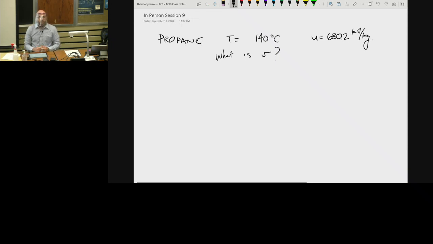Okay, today what I have for us is two table lookups, and then I have some problems that I want us to look at. The first table lookup I have is propane that's 140 degrees Celsius, and its internal energy is 630.2 kilojoules per kilogram, and I want us to find out what is the specific volume. Okay, I'm going to give you 2 minutes to work on that, and then I will bring that to us, and we'll work on it together.